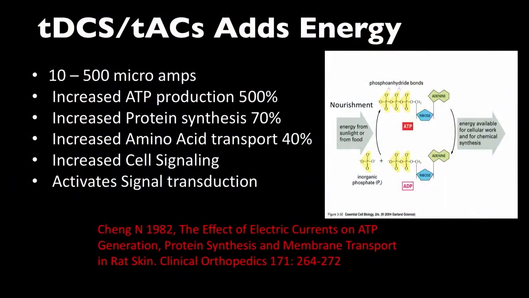So here's a study from 1982, which talks about putting small amounts of current into rat skin. So at very low, 500 microamperes, 0.5 milliamperes. But that amount of current actually increased the production of ATP, the energy molecule in the system, by 500%, and increased protein synthesis by 70%, and increased amino acid transport by 40%.